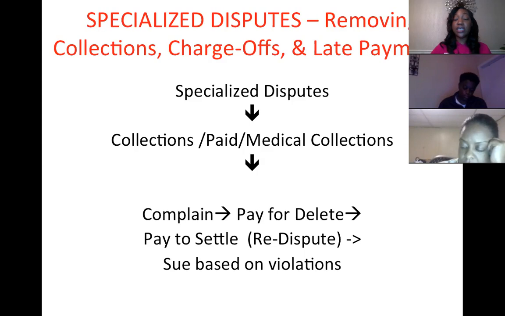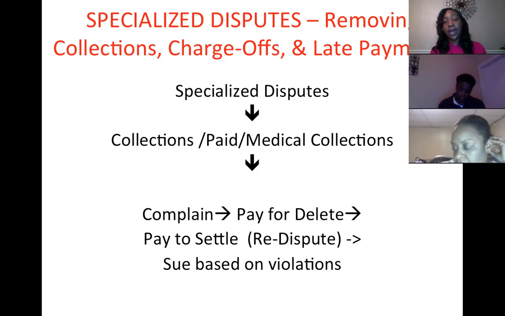Okay? You can do a settlement where you're negotiating a payment, and then once they settle that account, you're going to redispute it, because guess what? They're not going to update that new balance. So it's still going to be inaccurate on the person's credit report. A lot of times they don't update the report. Okay? So you redispute based on that new number, and then you should be able to get a deletion there. And then again, as a last resort, you can go to a consumer rights attorney and sue based on violations.